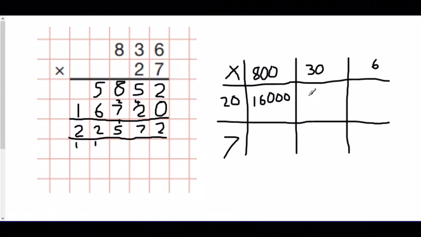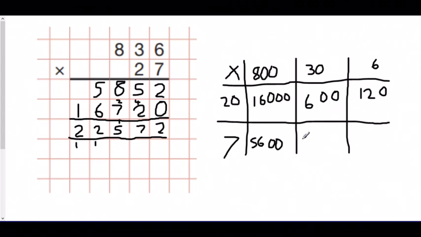2 times 3 is 6, multiplied by 100. 2 times 6 is 12, multiplied by the 10. 800 times 7, so 8 times 7 is 56. We need to multiply that by 100, so we add these on.